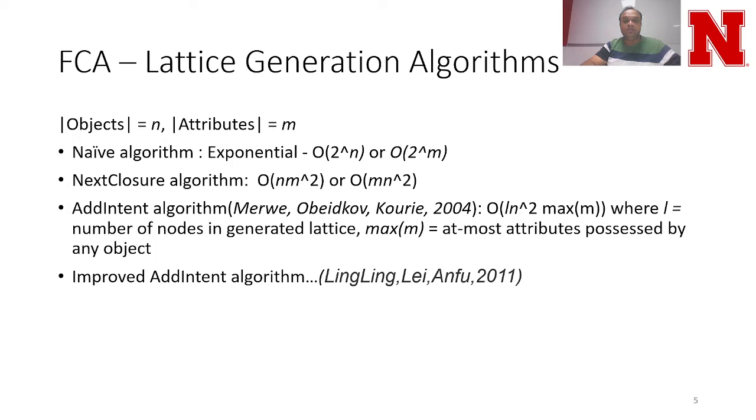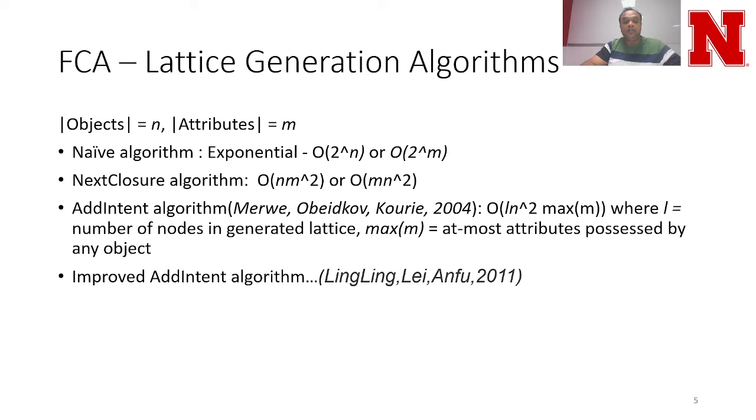Here we see the various lattice generation algorithms that exist. I don't have the research up to the latest day, but this is some important data that we have. The original naive algorithm for generation of lattice takes exponential time, which is 2 to the power n or 2 to the power m, where n is the set of objects and m is the set of attributes. Then we have the Next Closure algorithm, which is better than that, and that is order of nm square or mn square.